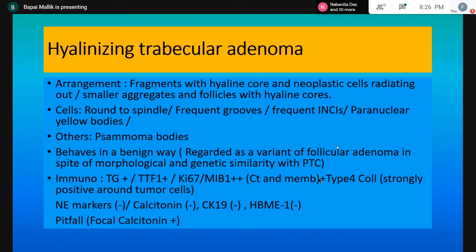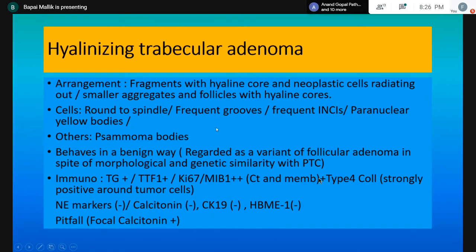Right. On immunohistochemistry, you see positivity for thyroglobulin. Good, helpful. They are TTF1 positive, right? But this is a very, very helpful feature if you are using it: if you do Ki67, it shows a cytoplasmic and membranous staining instead of the nuclear staining. Okay, so if you see that, it's useful. If you do a type 4 collagen, if you have it, it is going to just go around the tumor cell, especially if you're doing a cell block. The neuroendocrine markers and calcitonin are negative.